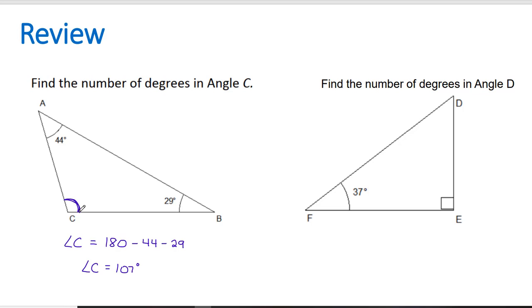For angle D, we see that we've been given information for angle E and angle F. So angle E is 90 degrees, and angle D we are solving for. So angle D is 180 degrees, minus 90, minus 37. So angle D is 53 degrees.